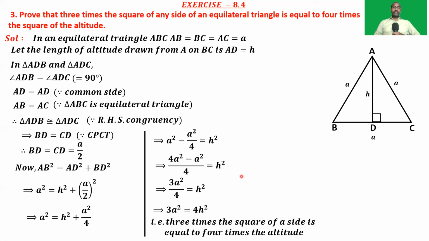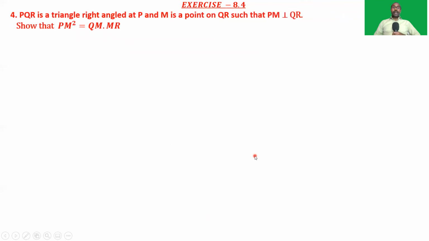Okay. So take the next one. PQR is a triangle, right angle at P, and M is a point on QR such that PM perpendicular to QR. Show that PM square is equal to QM into MR.